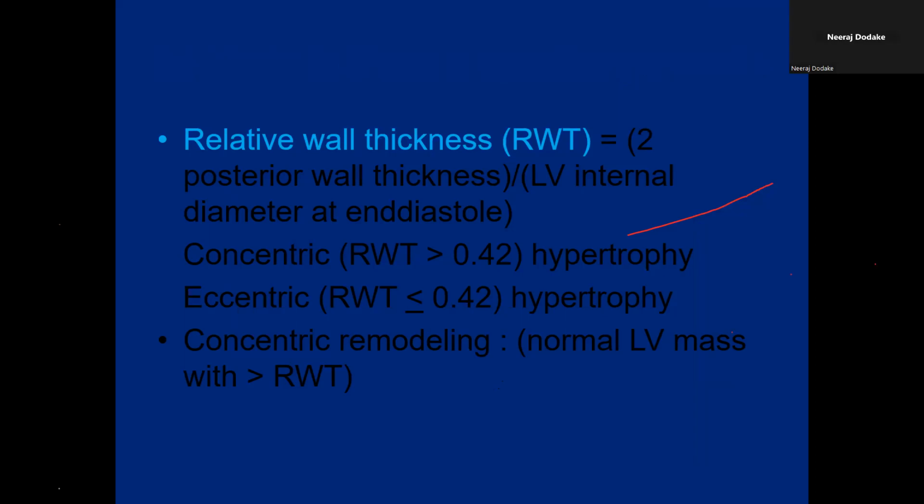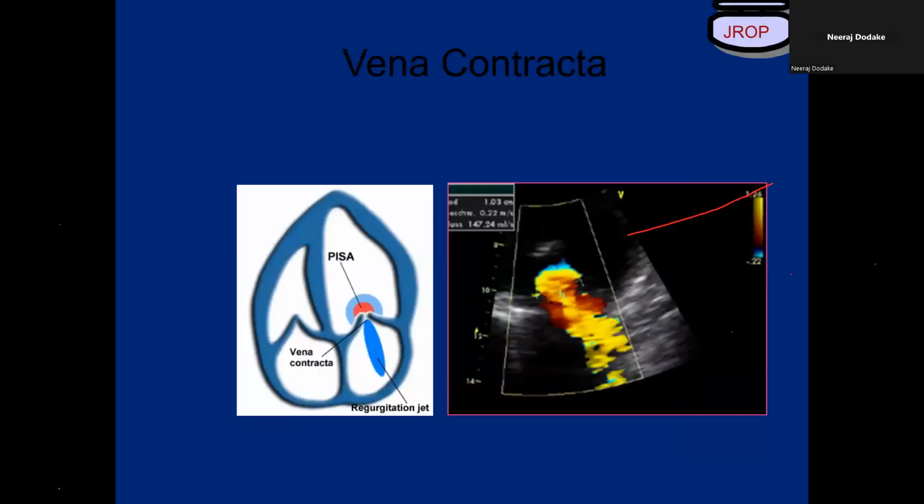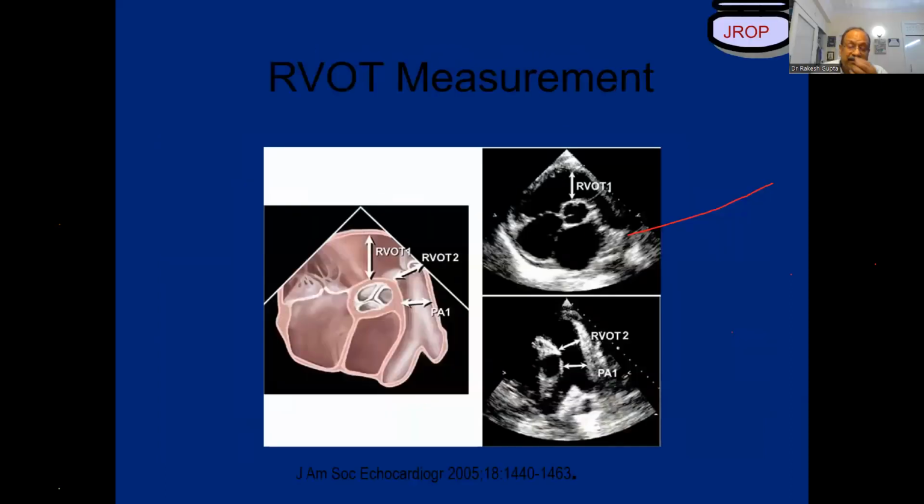No, sir, the RV free wall thickness. RV free wall thickness for what? If it is more than 5 mm, then what does it indicate? Oh, RV free wall thickness more than 5 millimeters, the RV is hypertrophic. And if it is less than 5 mm, then? Normal.